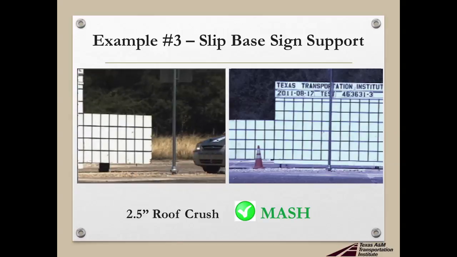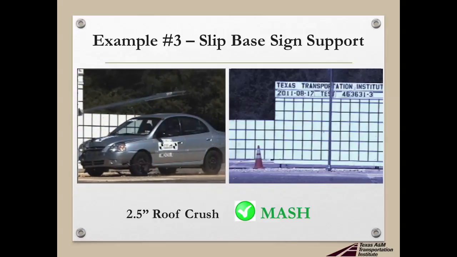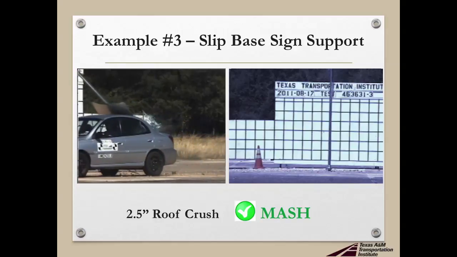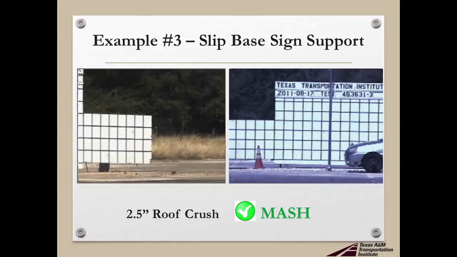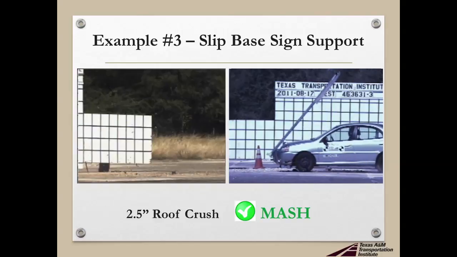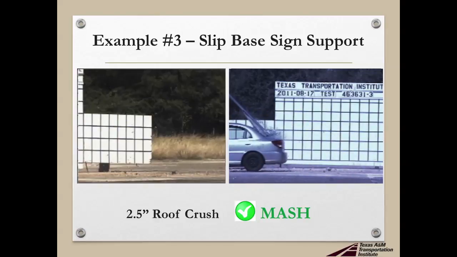So this is the same slip base system, but with a little bit larger sign. You do see that because of the contact of that sign on the rear edge of the roof structure, it did break out the rear window, but there is no penetration into the vehicle. And in this case, it resulted in only 2.5 inches of roof crush, and at a point that was much further back on the vehicle. As you increase the sign area above that minimum level, then you're going to get to a point where you wouldn't even have any secondary contact at all.